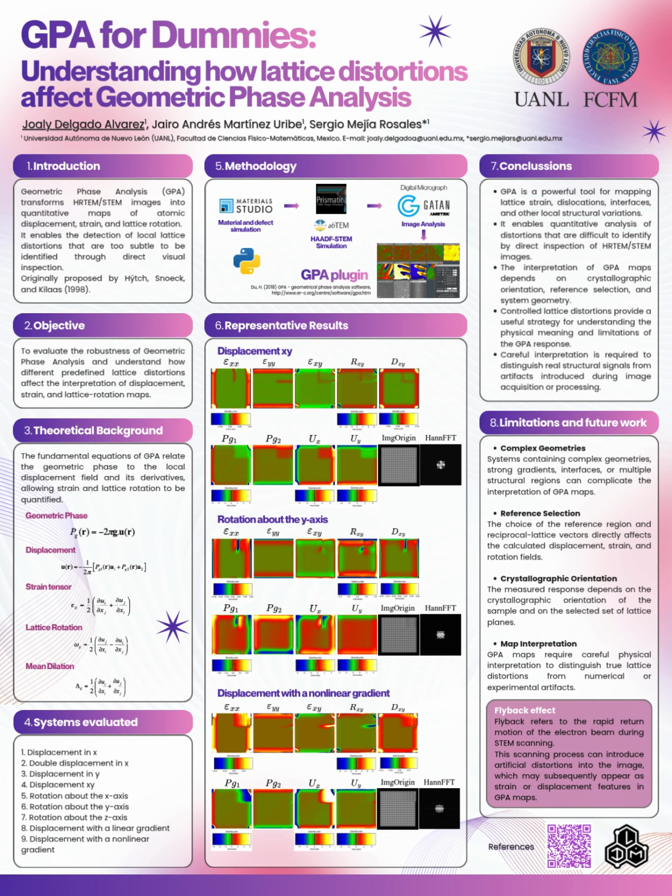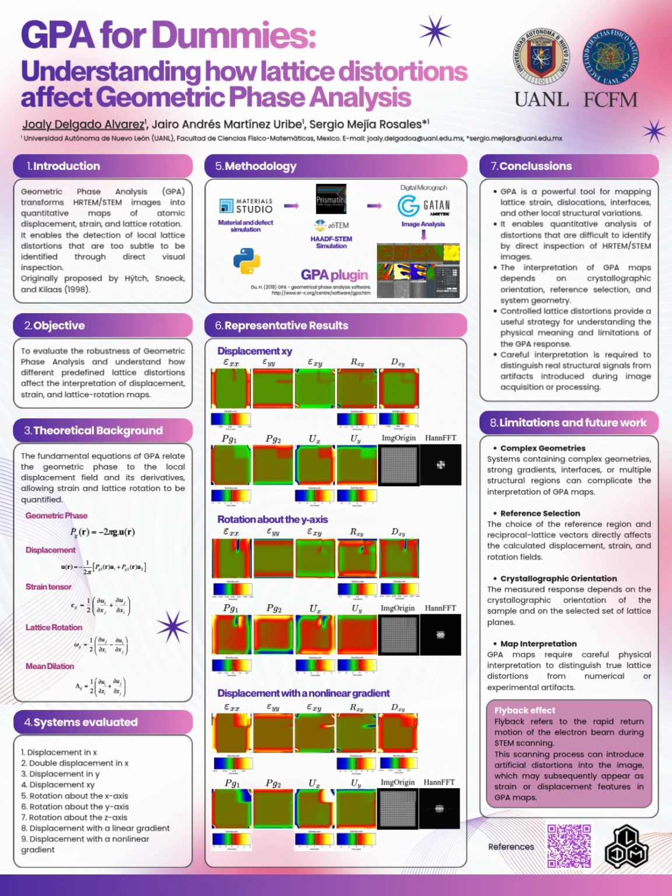In simple terms, GPA converts small changes in atomic positions into quantitative maps that describe how the crystal lattice is locally deformed. To systematically study the GPA response, we evaluated 9 idealized systems. This included displacement along the x and y directions, double displacement along x, simultaneous displacement along x and y, rotations about the 3 Cartesian axes, and displacements with linear and nonlinear spatial gradients.